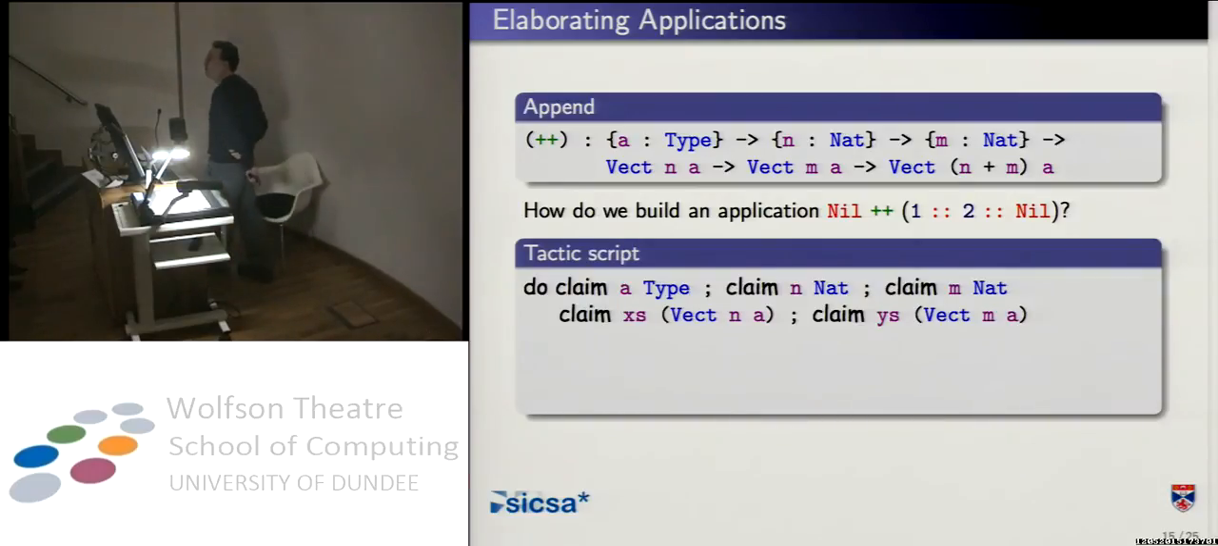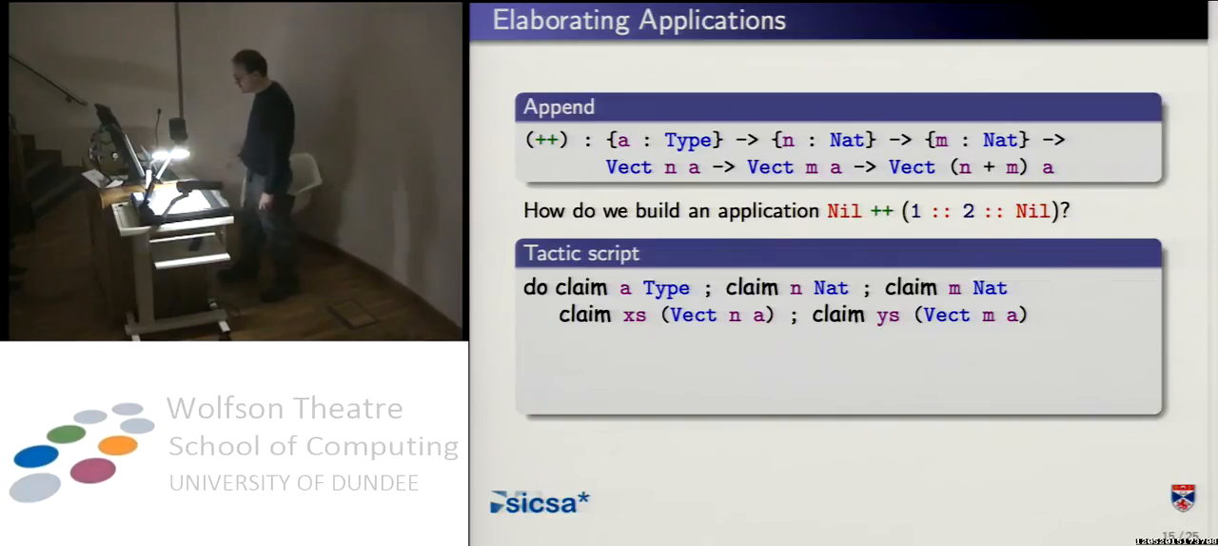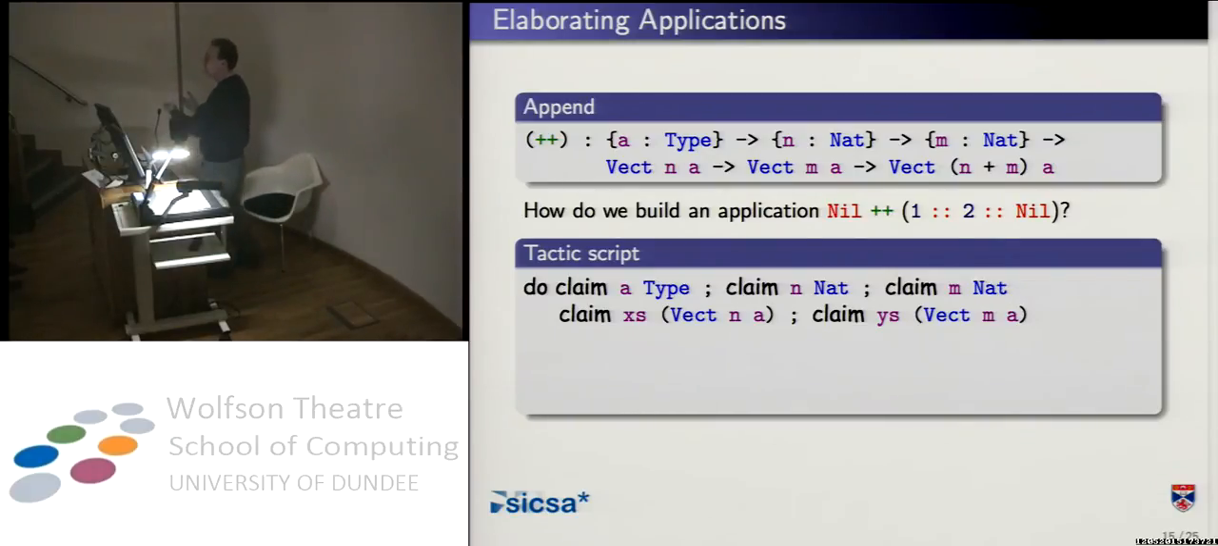You can write this program in the form of a tactic script. This is as much as Bob was doing earlier. So we'll say, let's invent something called A, which is a type, something called N, which is a Nat, something called M, which is a Nat. So we've just claimed that these things exist. We haven't said anything about what they are. This is going to introduce some metavariables that the inference procedure has to solve. Same for Xs and Ys. So N, M, and A are now in scope, so we can use N and M when we're making these claims.